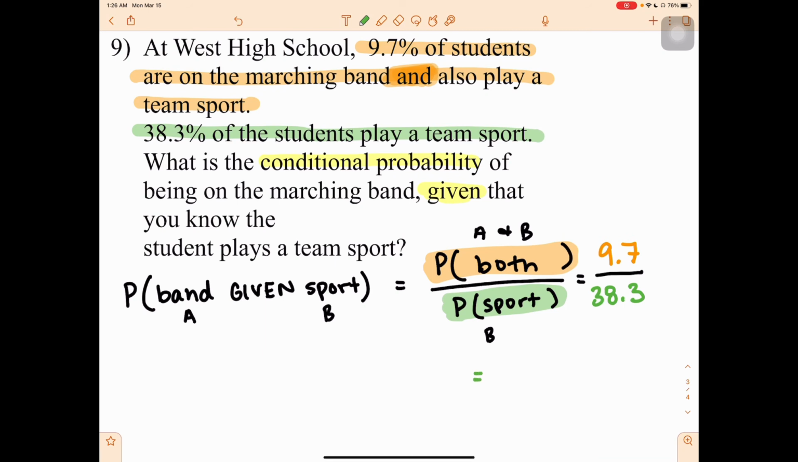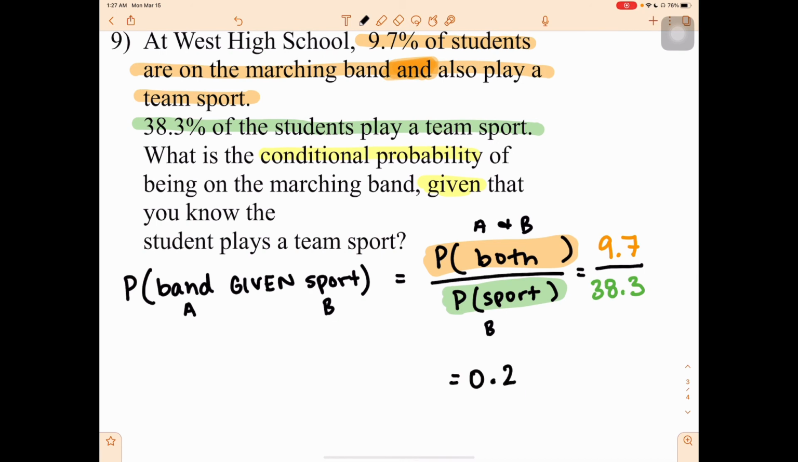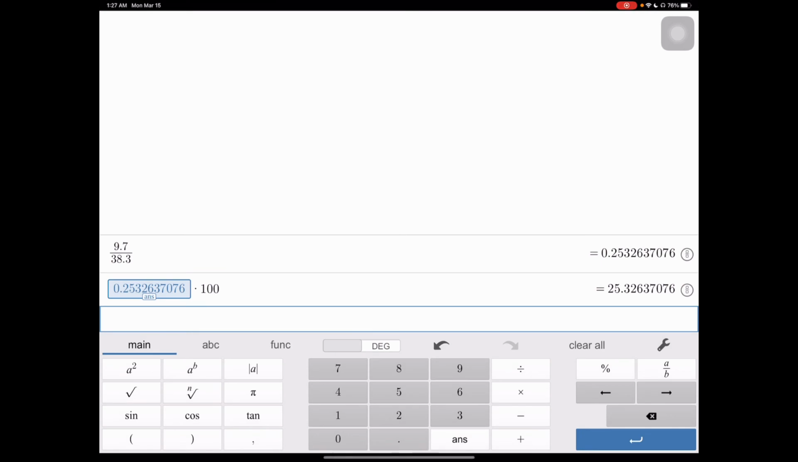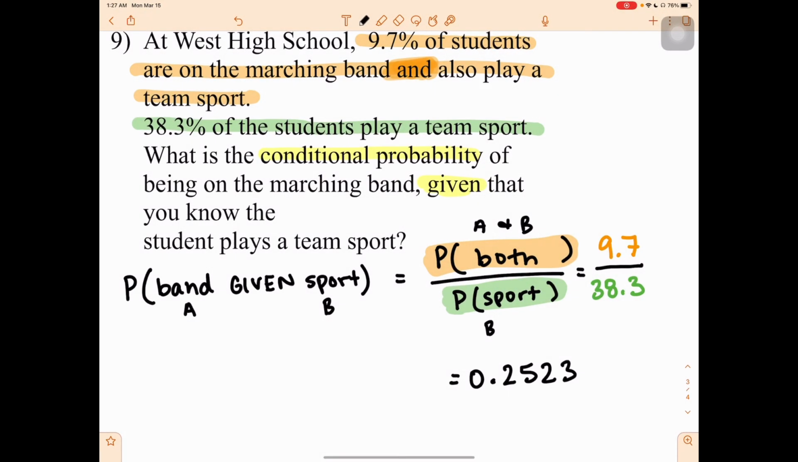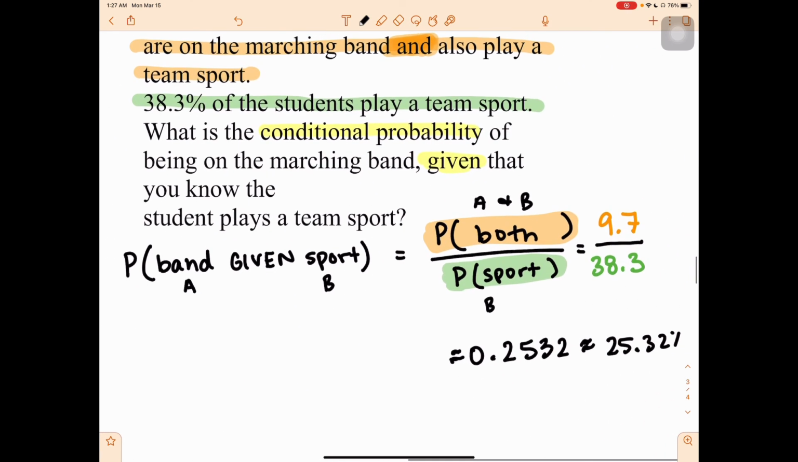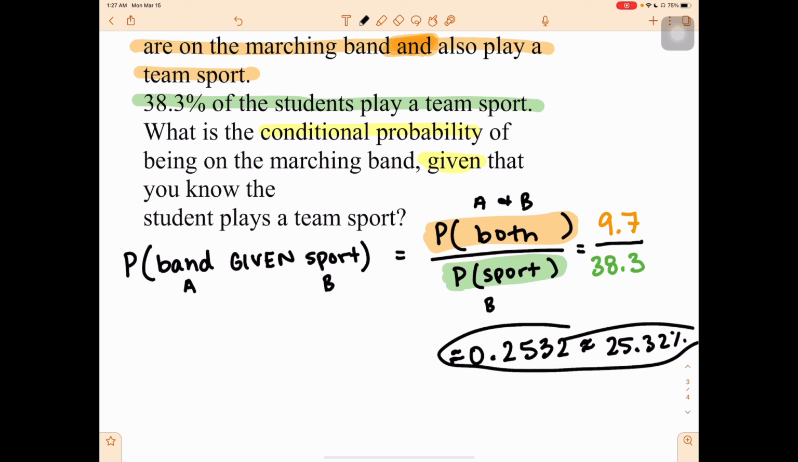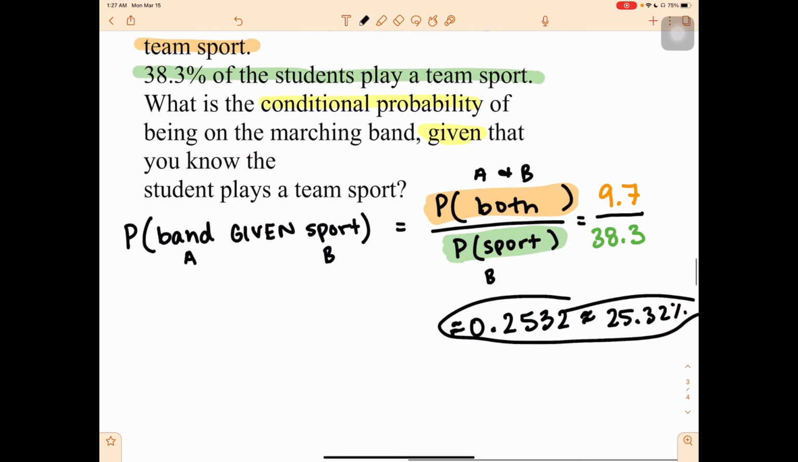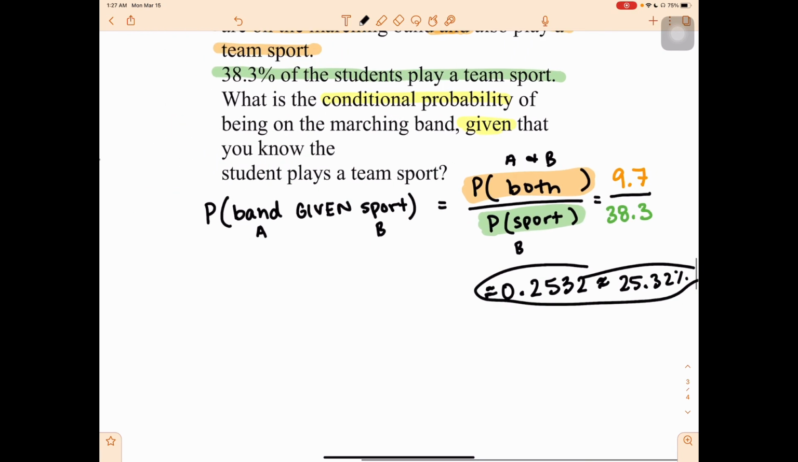It's either going to be equal to 0.25, and I think it was 23, right? Or 32, got it. 32. Or it's about equal to, these should be about equal to 25.32%. I am having some technical difficulties here. All right, there we go. So you'll see one of those two answers as your choices for multiple choice on the test.